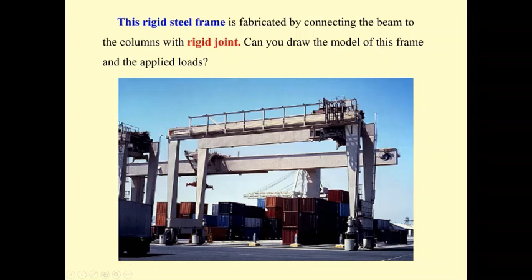The frame shown here is a steel frame. This steel frame is fabricated by connecting the beam to the column with rigid joints. And this frame also has supports. One can be a pin, another one can be a roller. If one is a pin and another is a roller, this frame is called statically determinate.